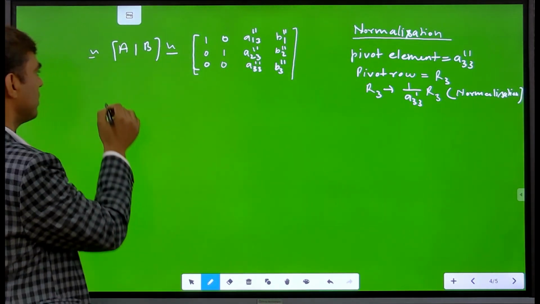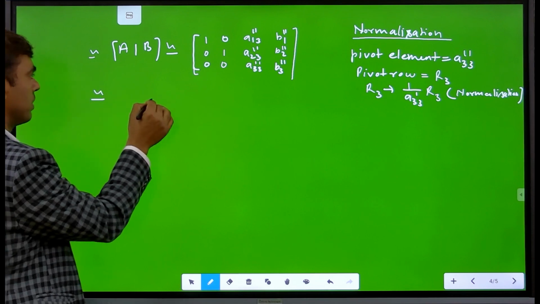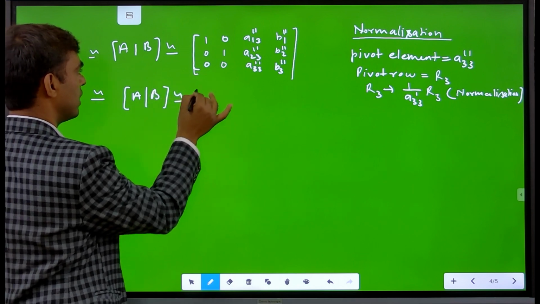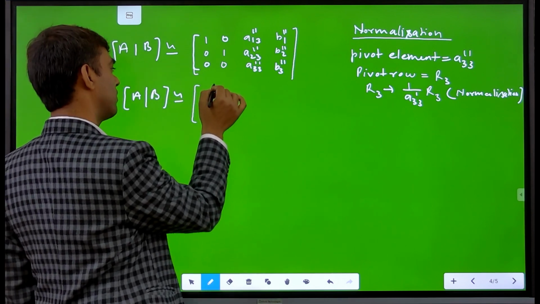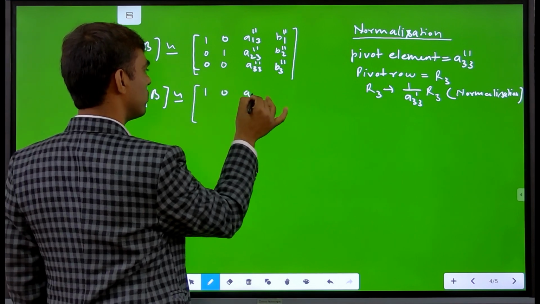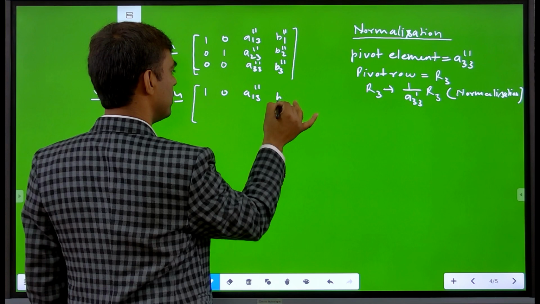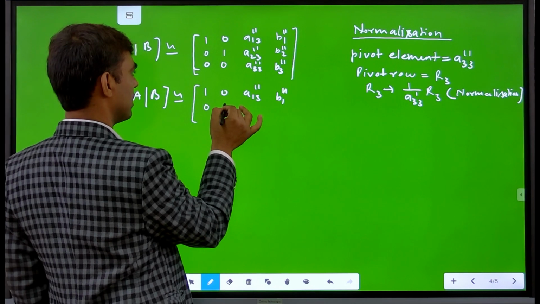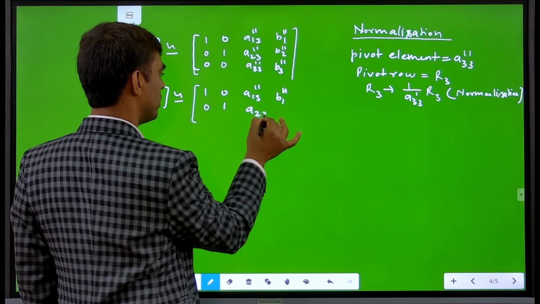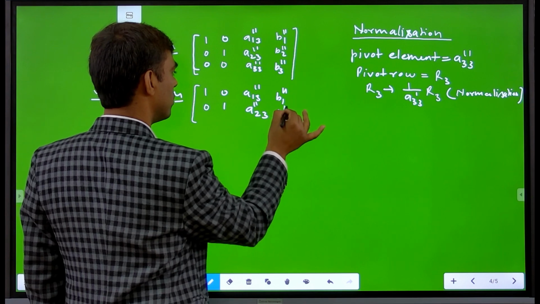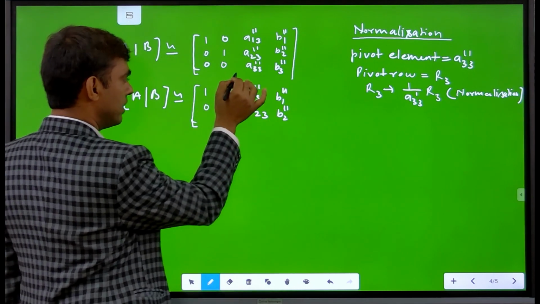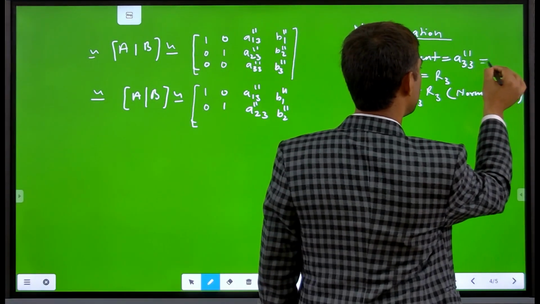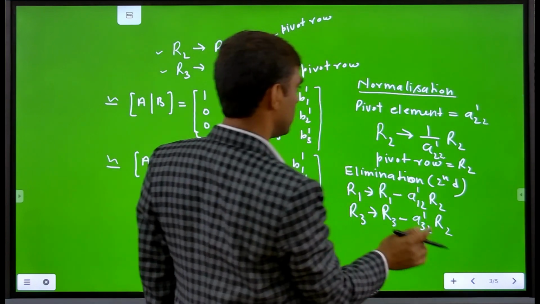Now, after the normalization, what is the equivalent matrix? The augmented matrix A|B becomes what? There is no change after the normalization in the first row: 1, 0, A13 double dash, B1 double dash. And there is no change in the second row: 0, 1, A23 double dash, B2 double dash. We divide the third row by A33 dash, and in each step we ensure that this one does not equal 0.